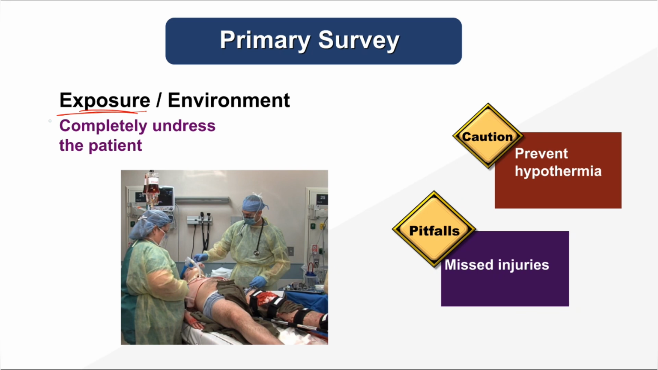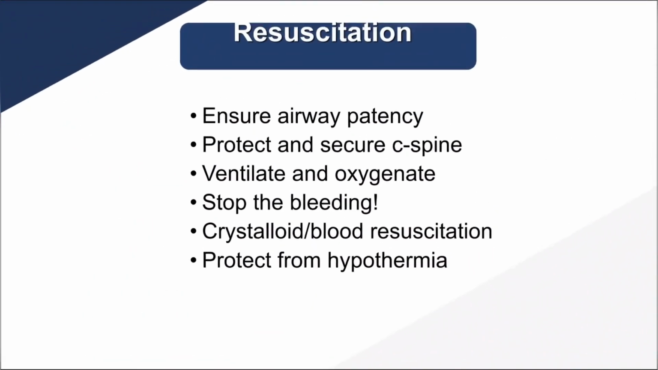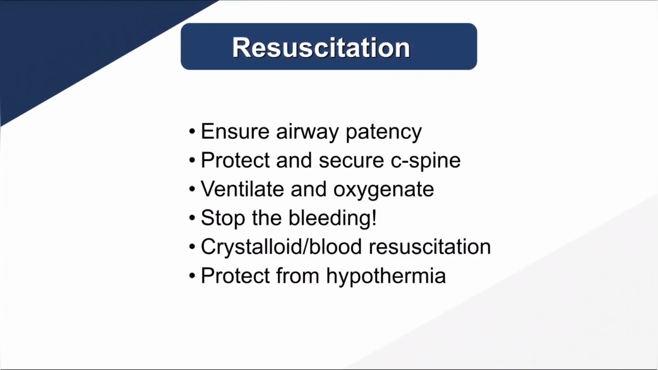Exposure, it means that you have to completely undress the patient and prevent hypothermia by covering the patient with a blanket. So prevent hypothermia, and also you can see any missed injuries. So what was our resuscitation? We ensured a patent airway. We secured the C-spine. C-spine X-ray is not done in the primary survey. Detection of the C-spine injury is only done in the secondary survey. So you say that protection is priority and detection is secondary for C-spine.